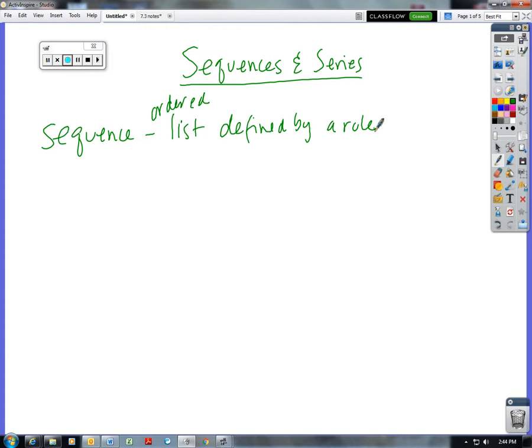The terms are the members of the sequence, and sequences can be either infinite or finite. Finite lists obviously have an end, and infinite ones go on forever and don't stop. So first of all, let's do example 1. We have the sequence 14, 17, 20, 23, and on and on. The first question is to describe this sequence.